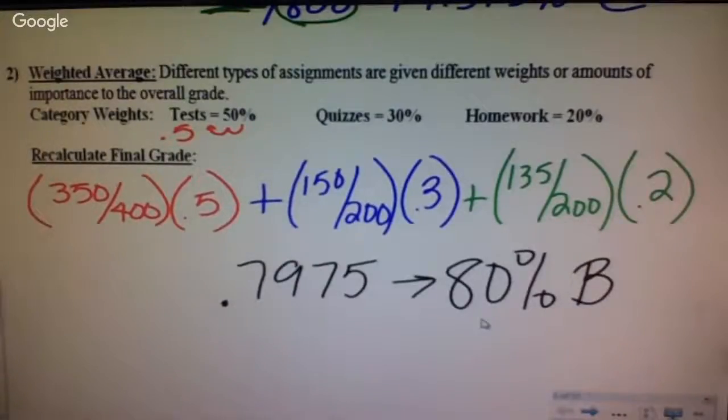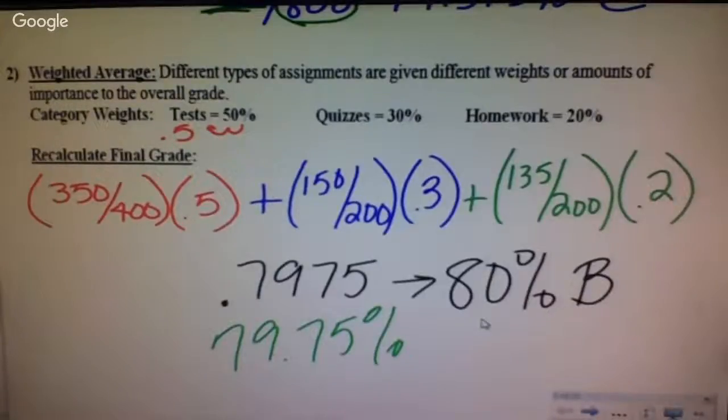So as most of you are coming to the conclusion of, you should have ended up with 0.7975, which is actually an 80%, because that 7 will bump that 9 up. So now, as a weighted average, you've actually earned a B. No, you've got to move it 2 over. That's as the decimal. So as a percentage, this is actually 79.75%. So then that 7 rounds that 9 up.